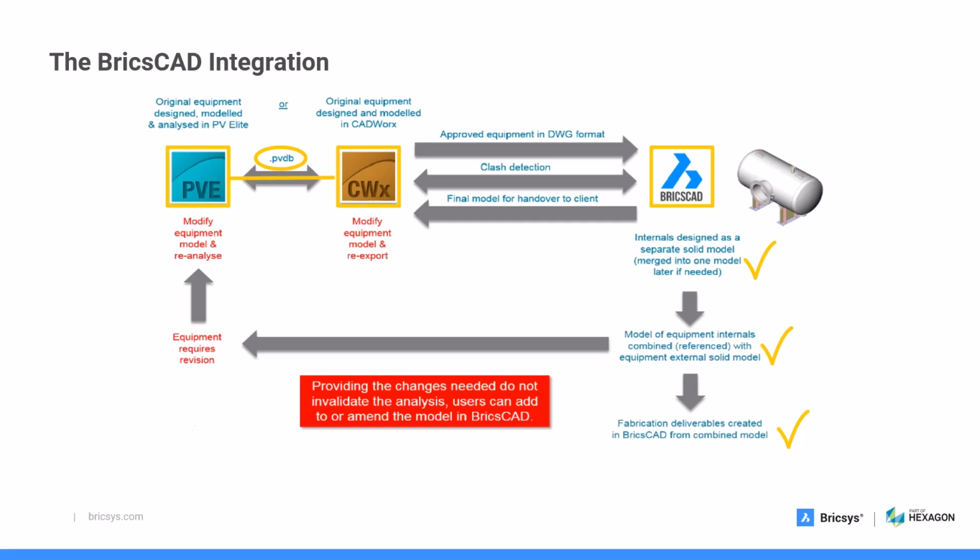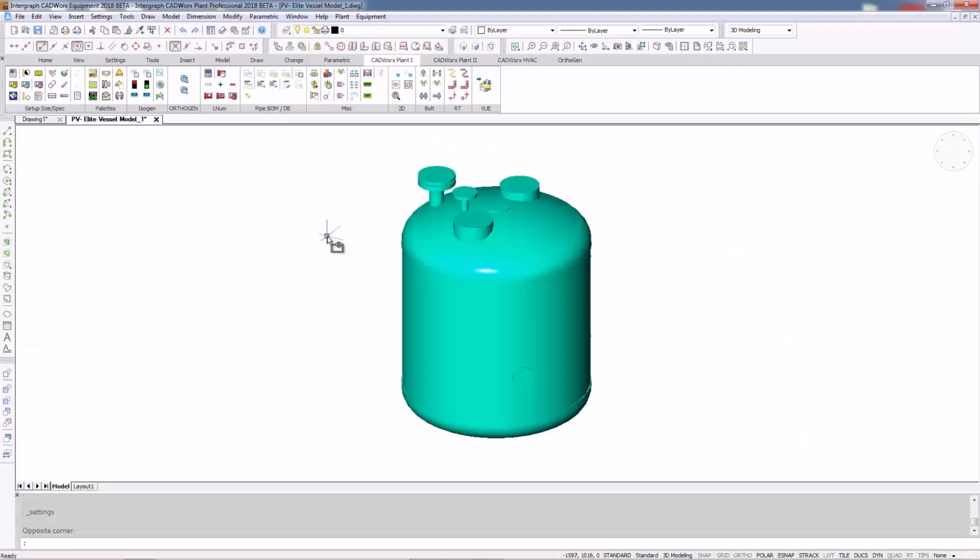For example, BricsCAD is capable enough to import files coming from software like Inventor, SolidWorks, CATIA, NX, or any other 3D tool that's available in the market. So with that being said, let me showcase that particular integration.